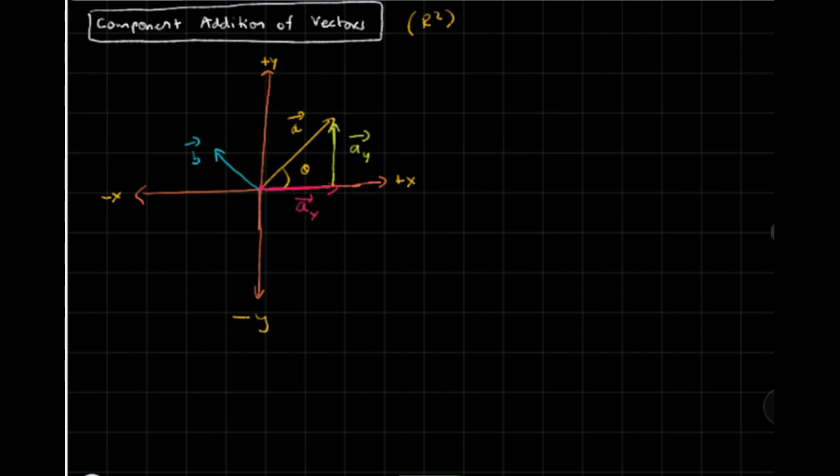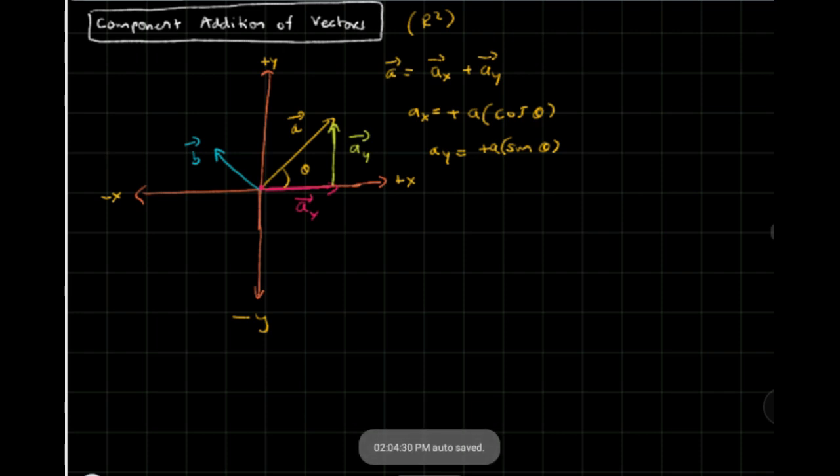If we wanted to write vector A, we can write it as a sum of its two component vectors. So vector A here is its x component plus its y component. And we can understand that Ax here is cosine theta times A, and should be positive, and Ay here is positive sine theta times A. The reason I'm writing positive is because they're in the positive direction. So make sure you put the signs, and the signs are really important for the direction. So you have positive A cos theta, positive A sine theta.